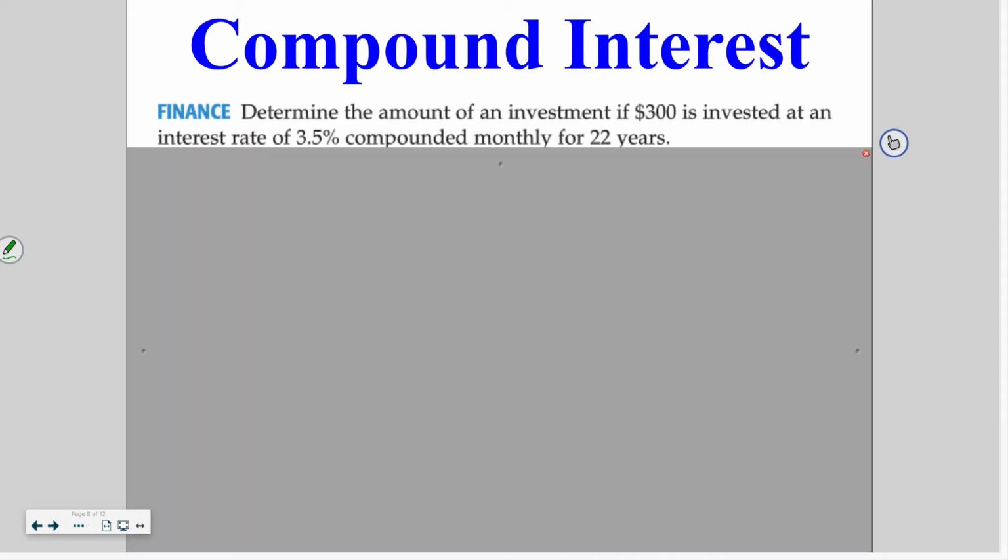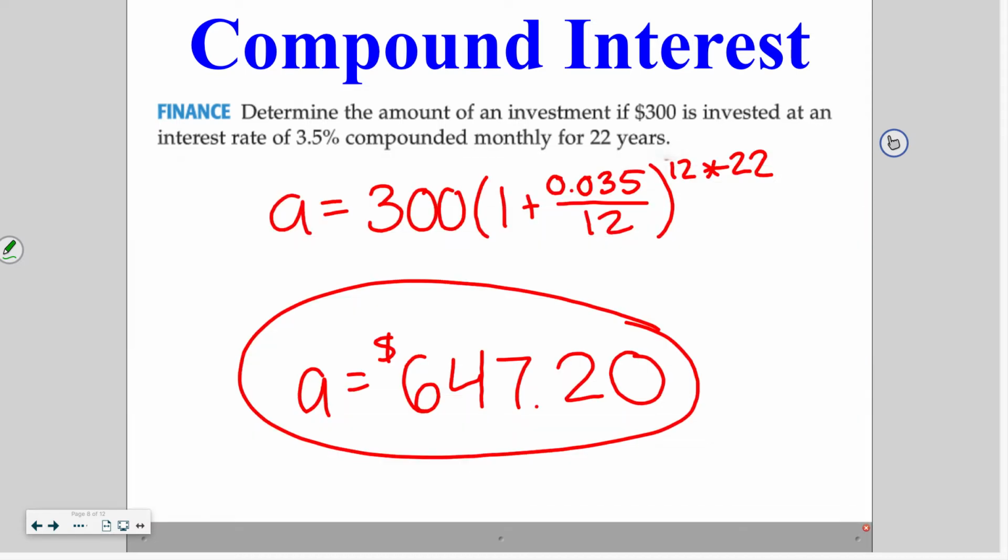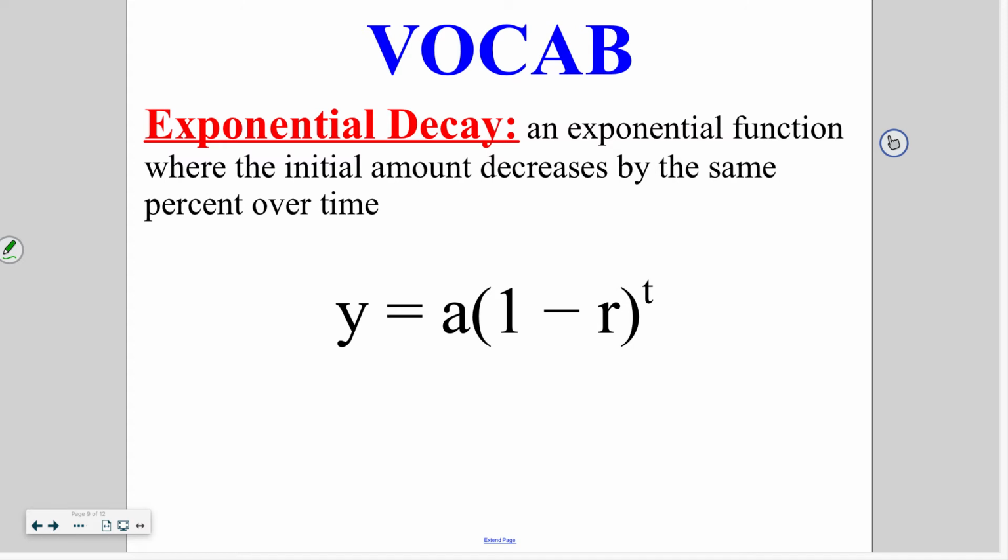Go ahead and try this one on your own. Initial value of 300, 0.035 is your percent after you turn it into a decimal. Again, compounded monthly, so that N value is 12 and 22 years, giving you a final answer of $647.20.